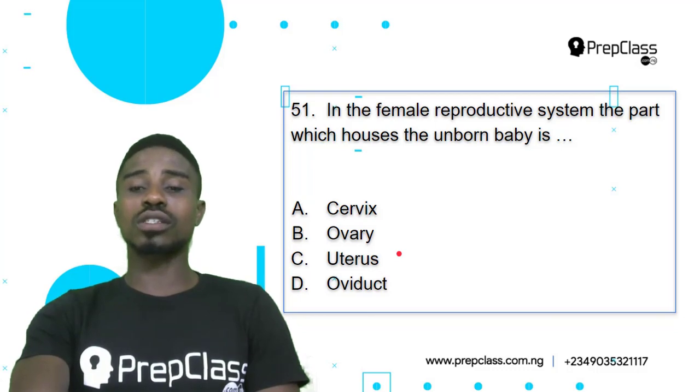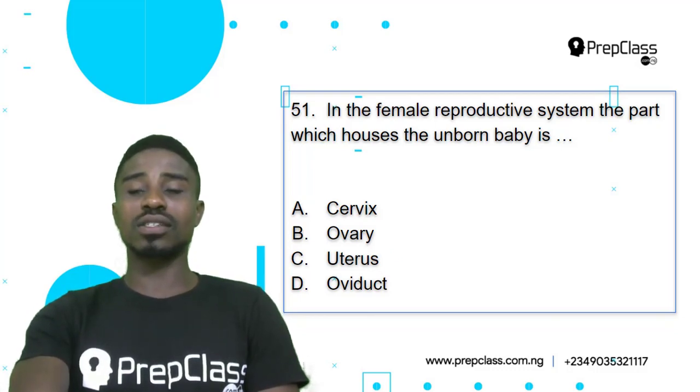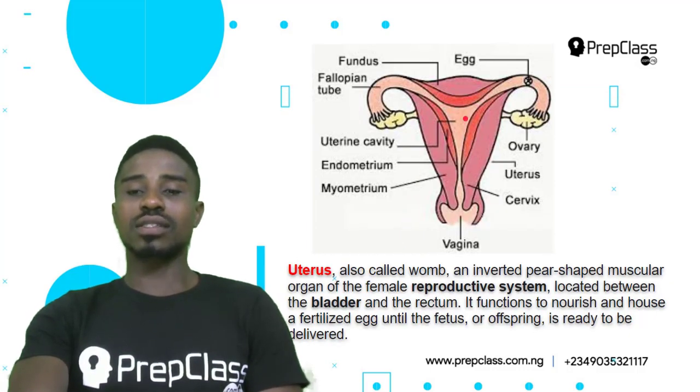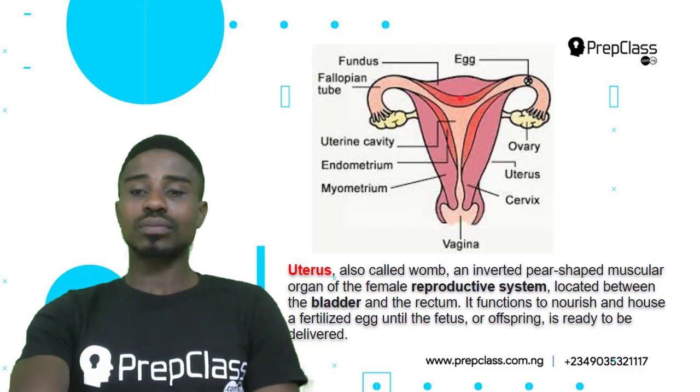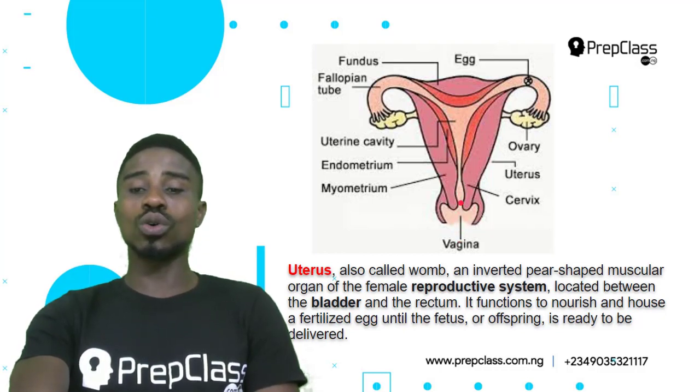I'll still have to show us this picture and more explanation to give us a better understanding of the question. This is a picture of the female reproductive system. This is the cervix. The cervix is the upper part of the vagina, of which the vagina is the opening into the female reproductive system. Now, the uterus is the womb. This is the uterus where the baby sits.